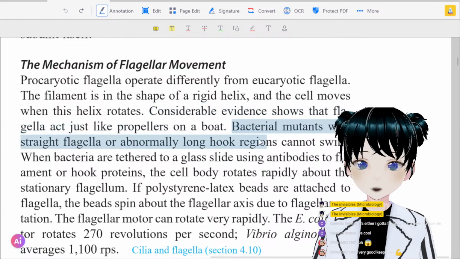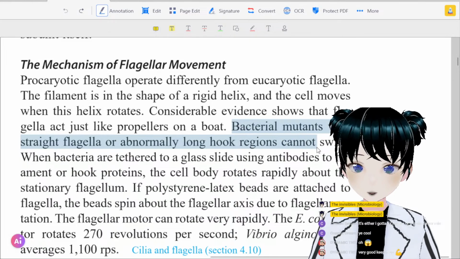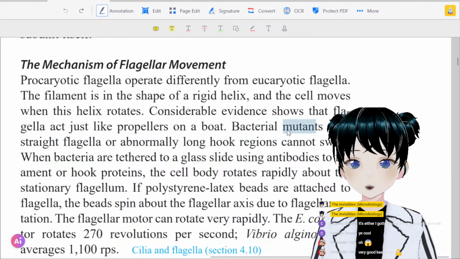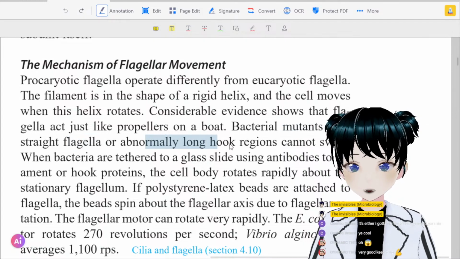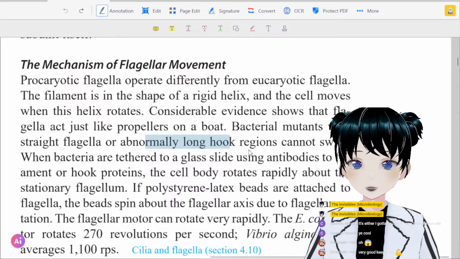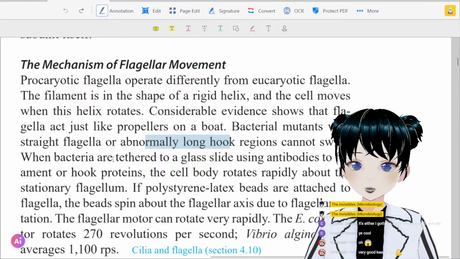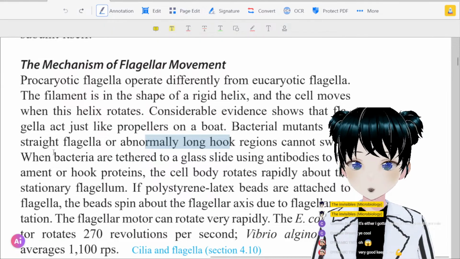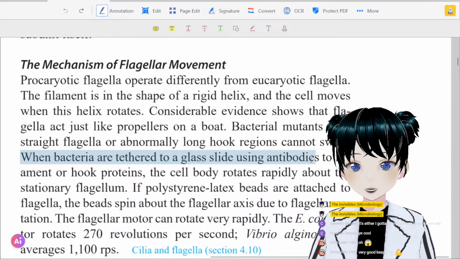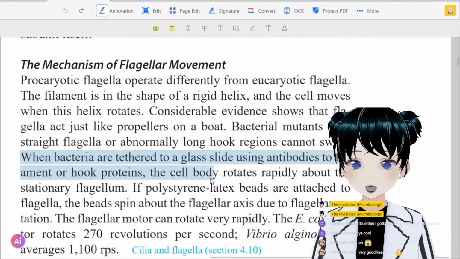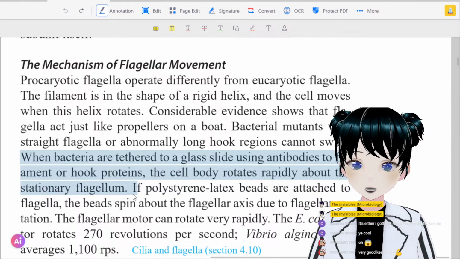Bacterial mutants with straight flagella or an abnormally long hook region cannot swim, because the only way for the bacteria's flagella to work is in propeller form, in circular form, in rotation. When the bacteria are tethered to a glass slide using antibodies to filament or hook proteins, the cell body rotates rapidly about the stationary flagellum.